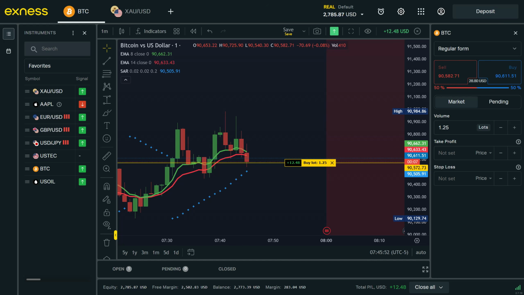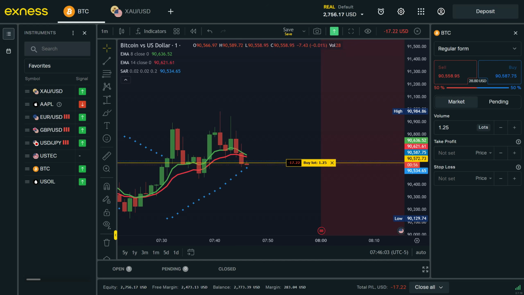As I mentioned earlier, I wait for the Parabolic SAR dots to flip to the opposite side of the price. That's my exit signal. And look what happened. The price touched the Parabolic SAR dot, and now the dots have shifted above the price, signaling that the trend is weakening. This is a clear indication that it's time to exit the trade.